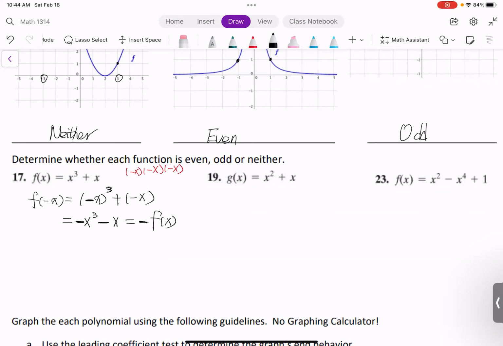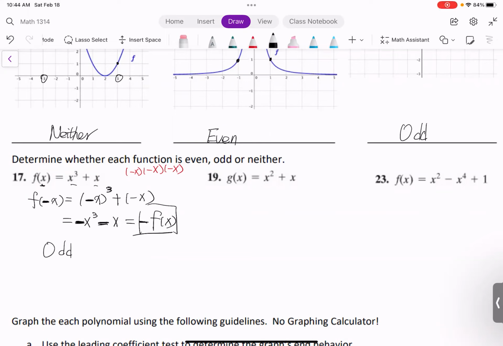If equals -x, let's see. Input negative, output negative, input positive, they have positive solution. Okay, this is an odd function.